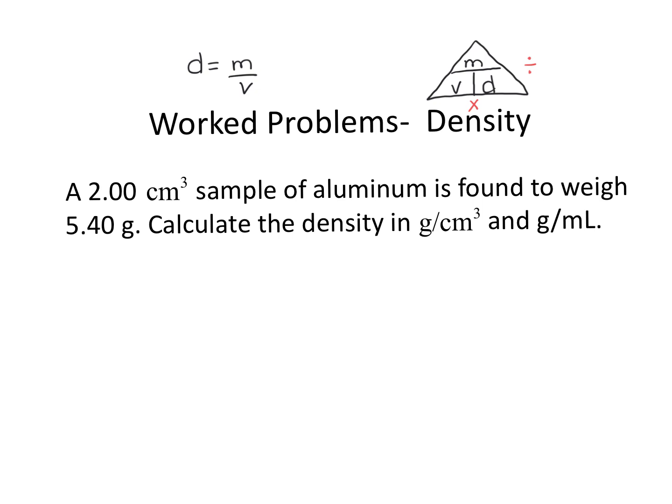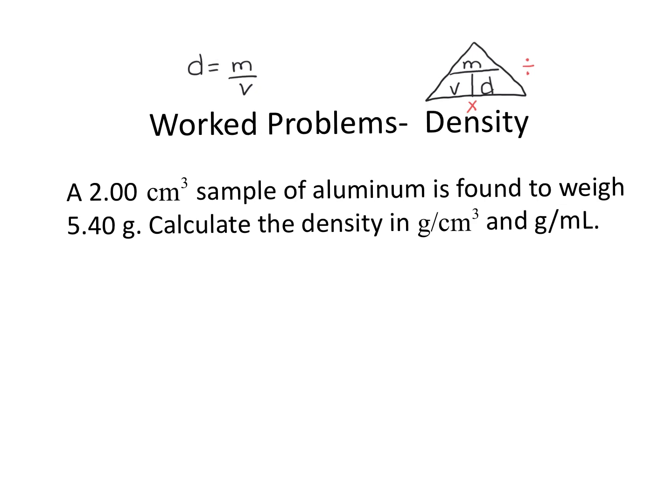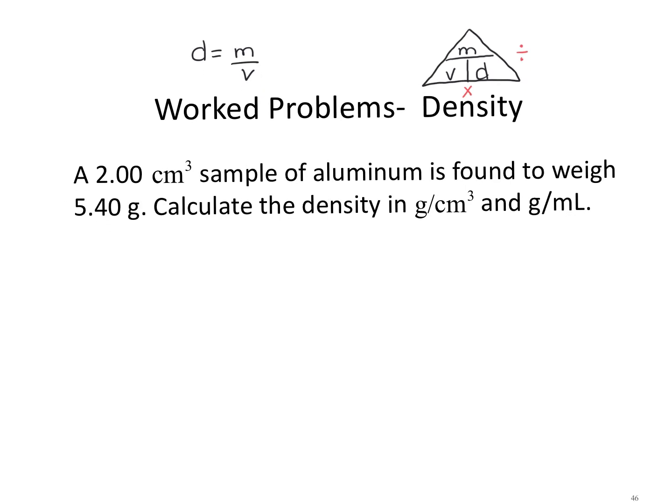So let's look at this. We have a 2 centimeter cube sample of aluminum and it's found to weigh 5.4 grams. Calculate the density in grams per centimeter cubed and grams per milliliter. So when we look at this, I like to list the things I have because now we're past conversions where we just have one number.